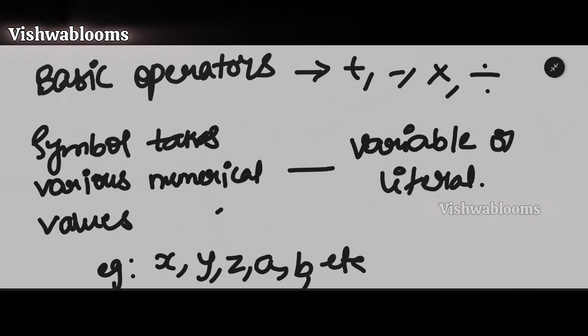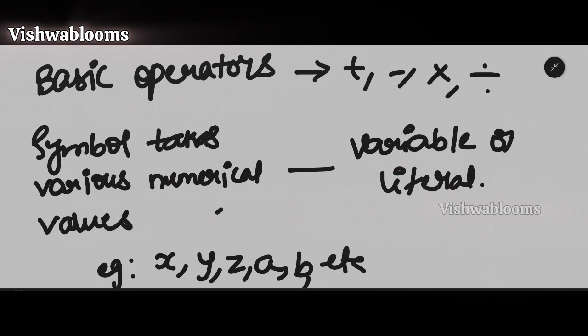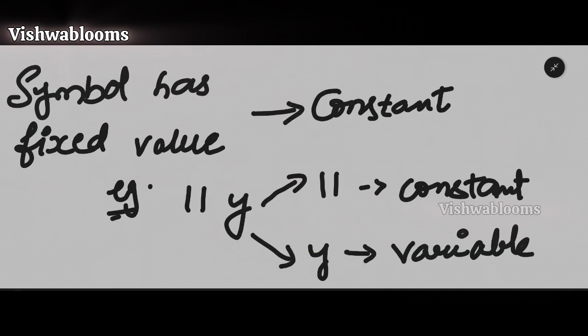Next, now we'll see what variables and constants are. A symbol which can take various numerical values is called a variable or literal. We have seen that we can take an English alphabet or Greek alphabet, whatever it is. Here we are taking English as an example: X, Y, Z, A, B, and so on. Next, a symbol which has a fixed value is called a constant. That means its value can't be changed.